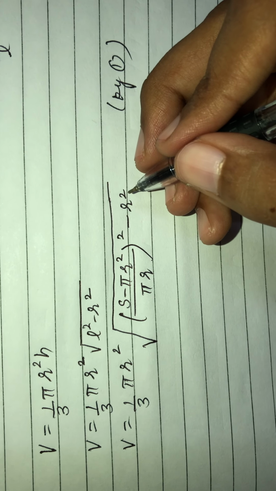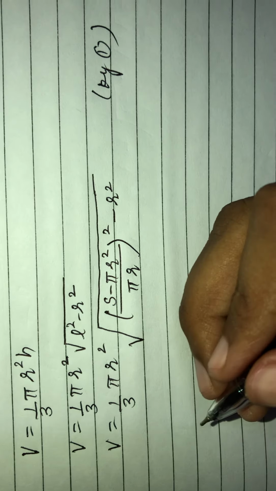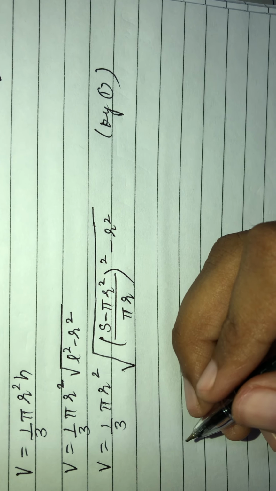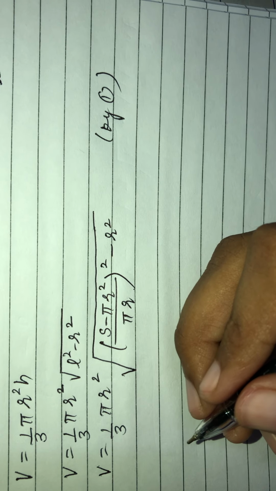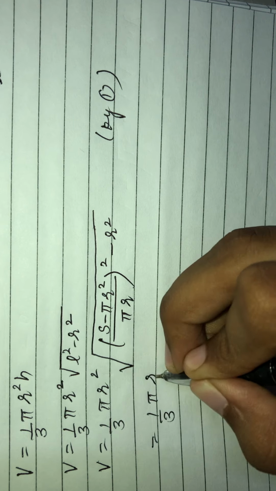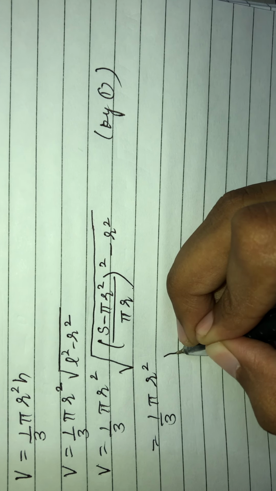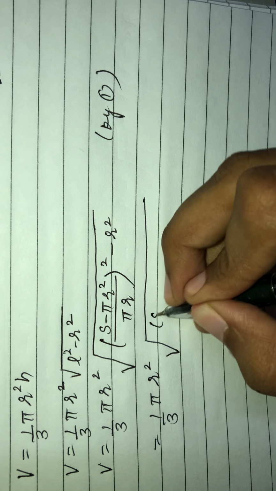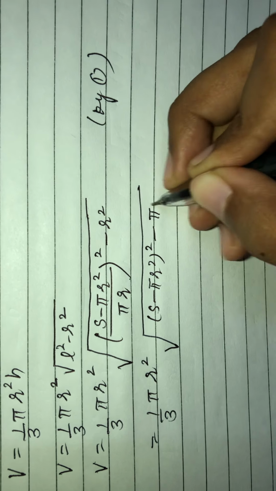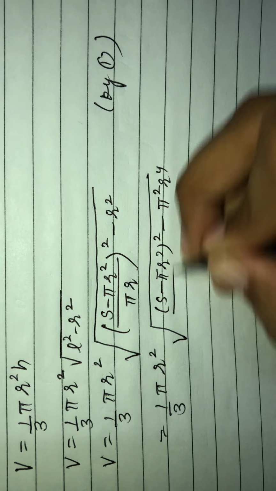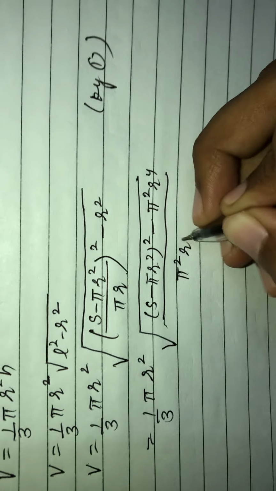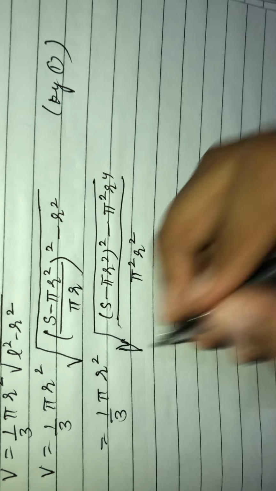So what you will be getting? We need to minimize the volume of a cone. So if I want to minimize the volume of the cone, 1/3, firstly we'll solve this. So I am getting S minus pi r square, minus pi square r^4, and this will become what? Pi square r square. This is whole under root.